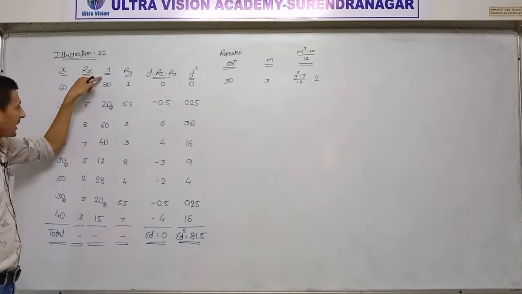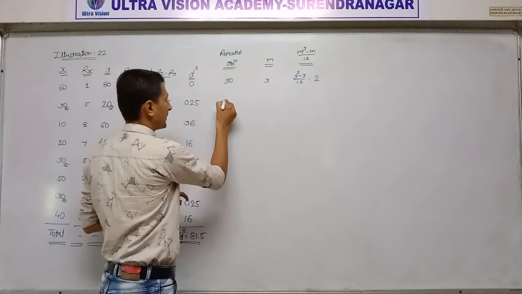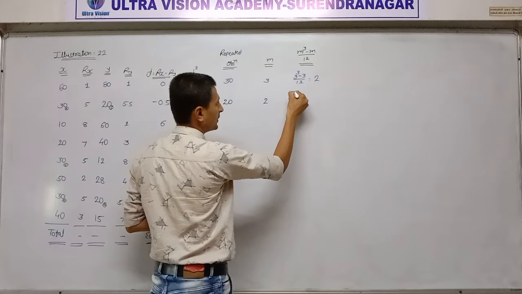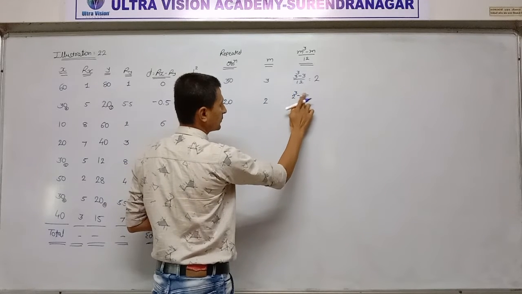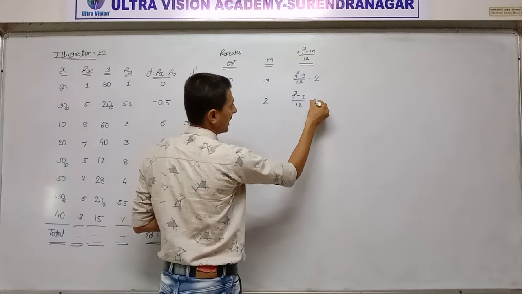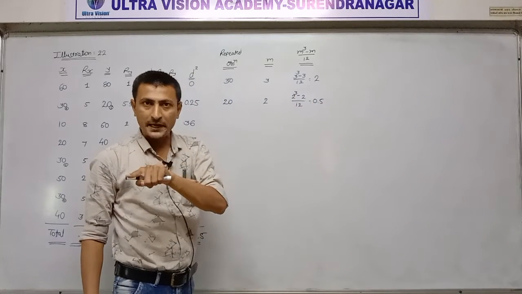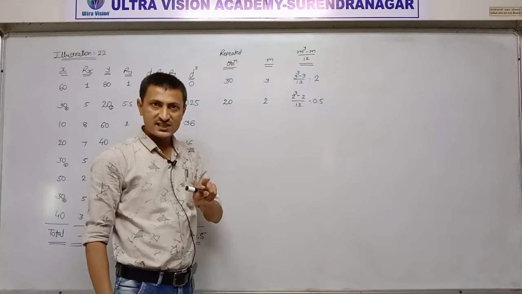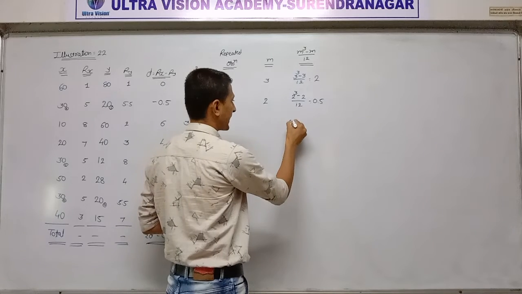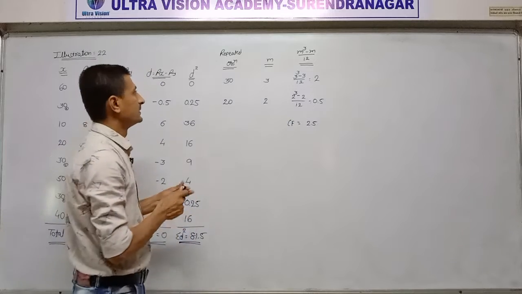Okay, now next, in the values of variable y, observation 20 is repeated 2 times. So 2 cube minus 2 divided by 12. 2 cube is 2 into 2 into 2, 8. 8 minus 2, 6, and 6 by 12, 0.5. So your CF, correction factor, is 2.5. Done?